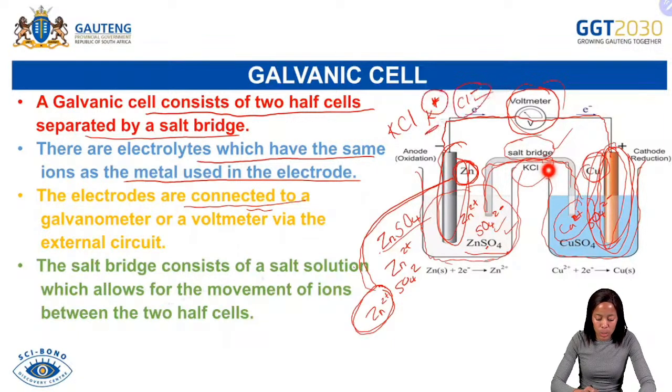Okay, so it says it will allow for the movement of ions because the KCl will then break down into ions, okay? But we are going to talk about that later then.